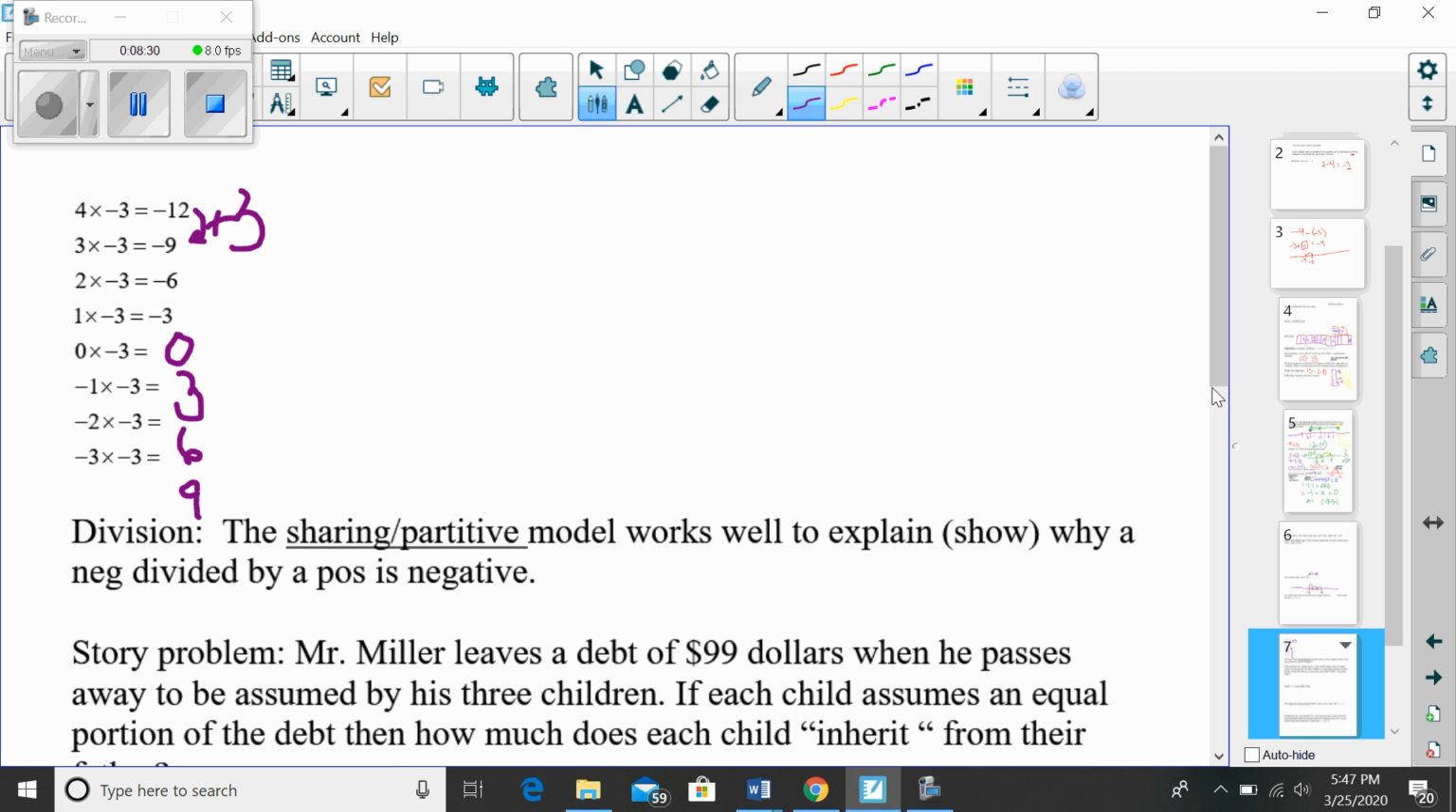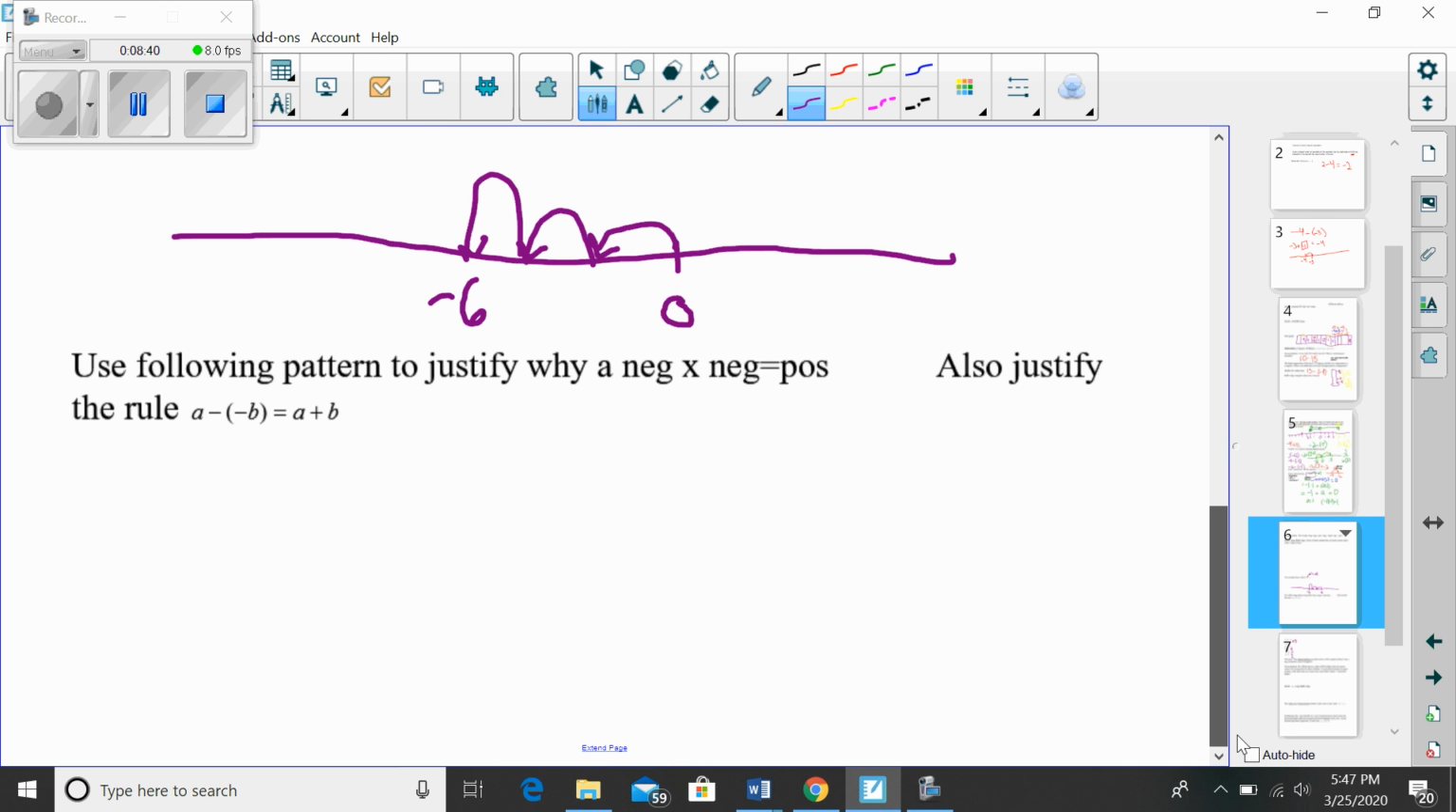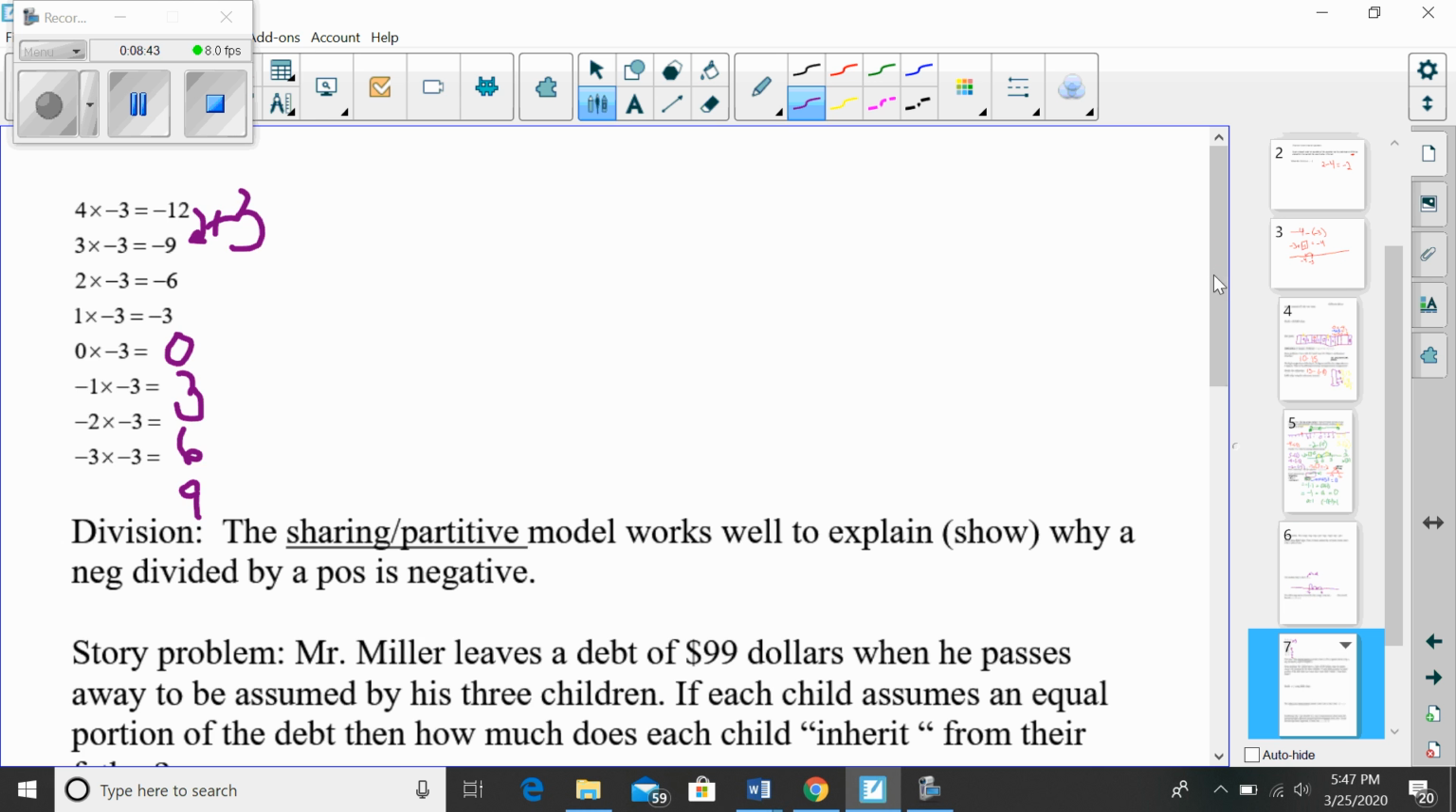So I can use a similar rule to justify. Why don't I see this example on my paper? You guys would have it on your paper. Some of my stuff seems to have become lost in my transfer over here to Smart Notebook. Oh no, wait. On your paper, you should see something that says justify the rule A minus B equals A plus B using a pattern approach. Okay, so that's what your paper says.